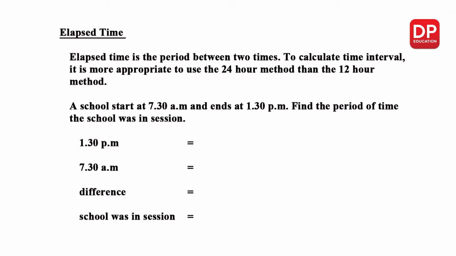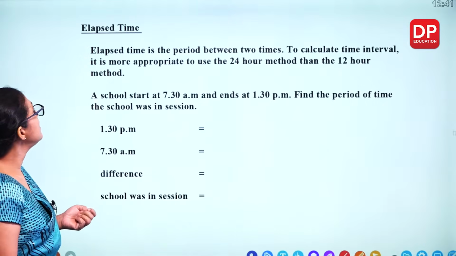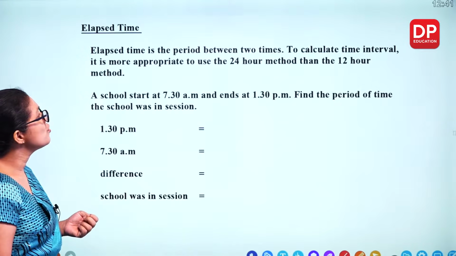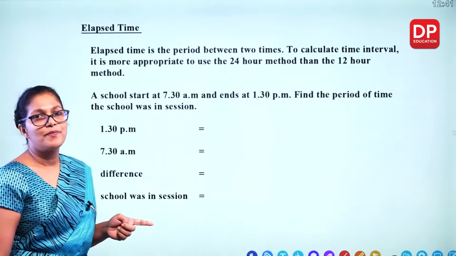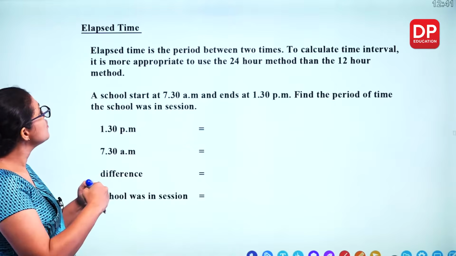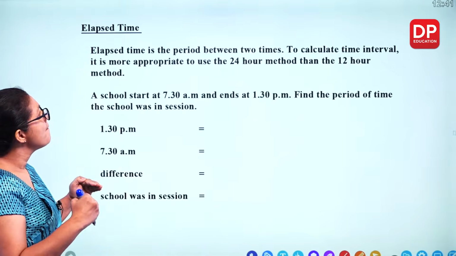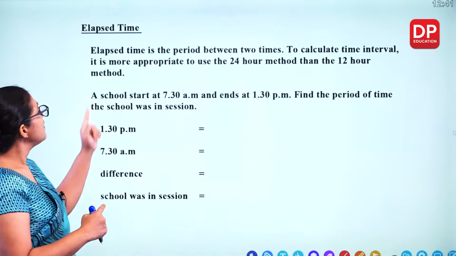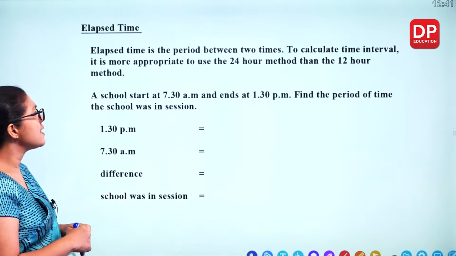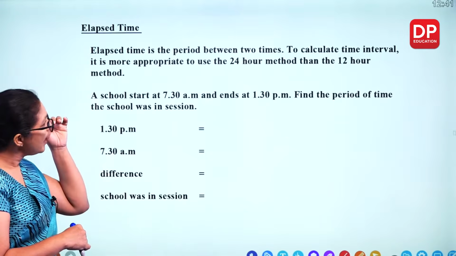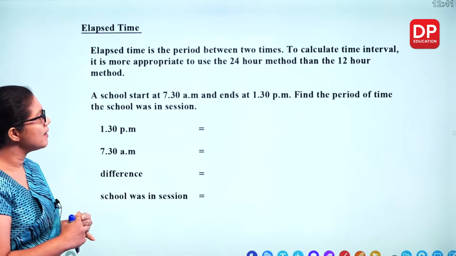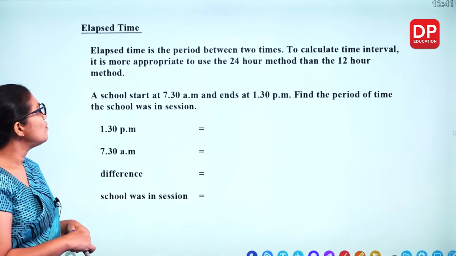What is elapsed time? Elapsed time is the period between two times. To calculate time interval, it is more appropriate to use the 24-hour method than the 12-hour method. So, difference between two time periods. So, look at this question. A school starts at 7:30 a.m. That's in 12-hour clock. Ends at 1:30 p.m. Find the period of time the school was in session.